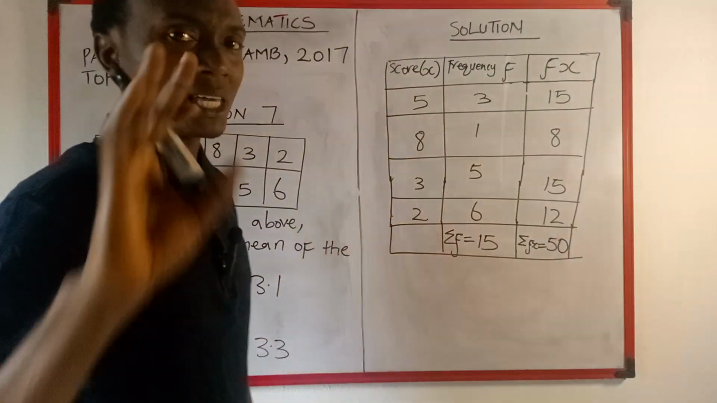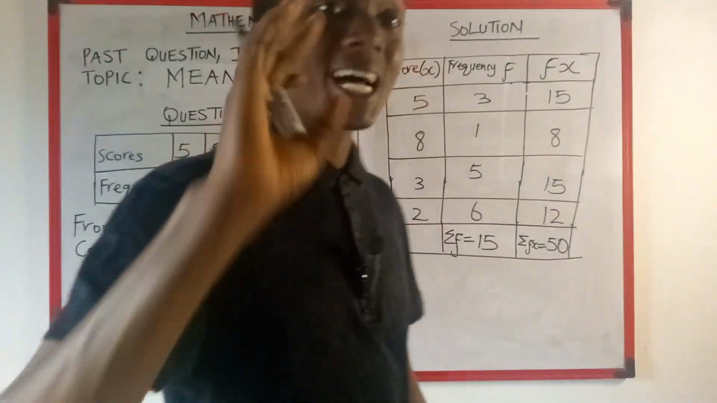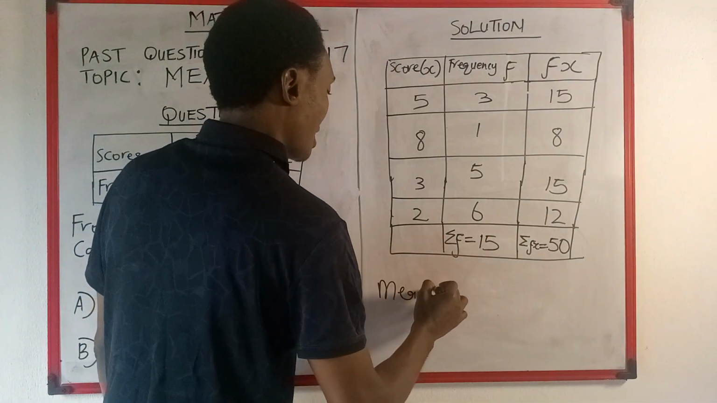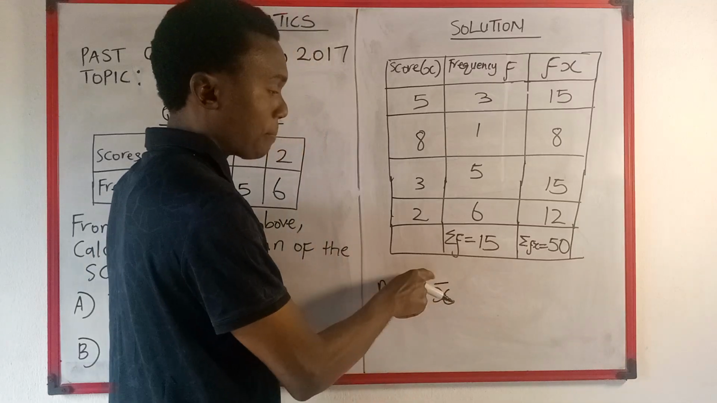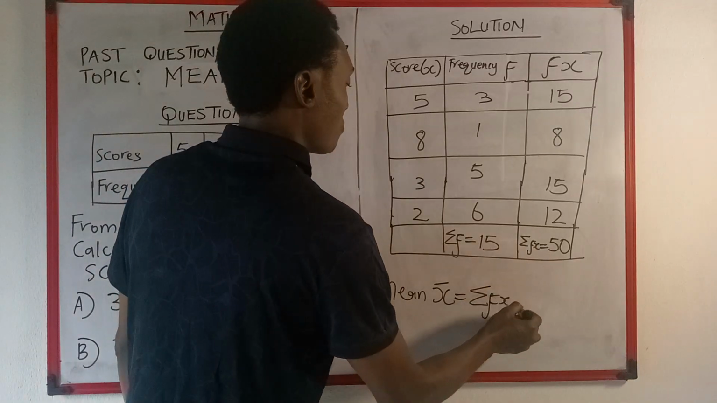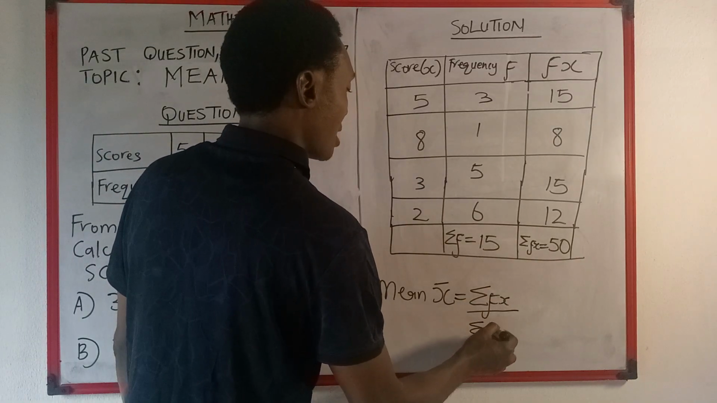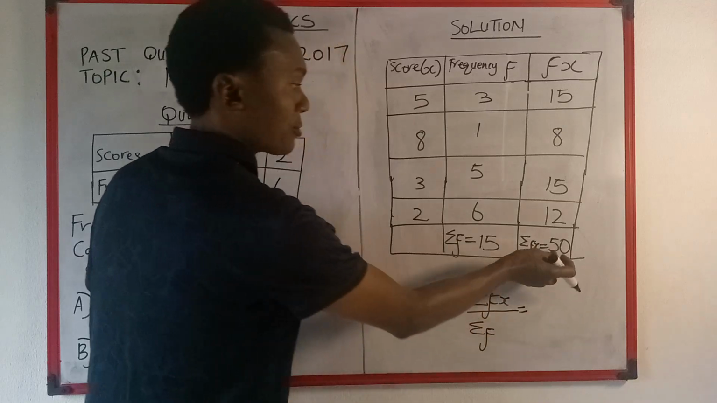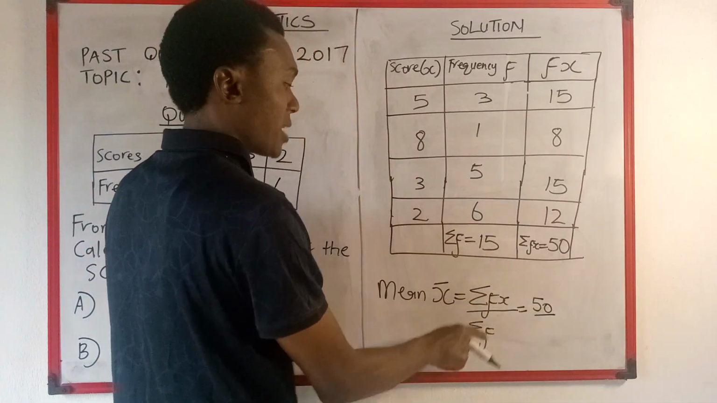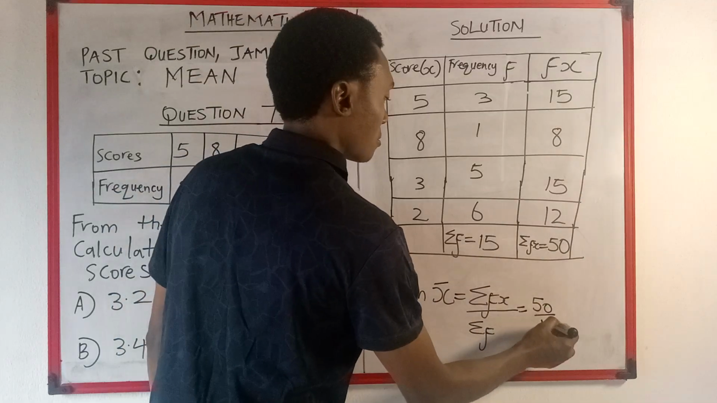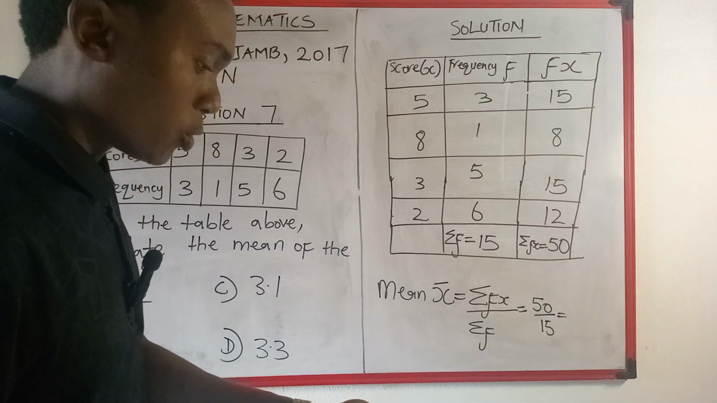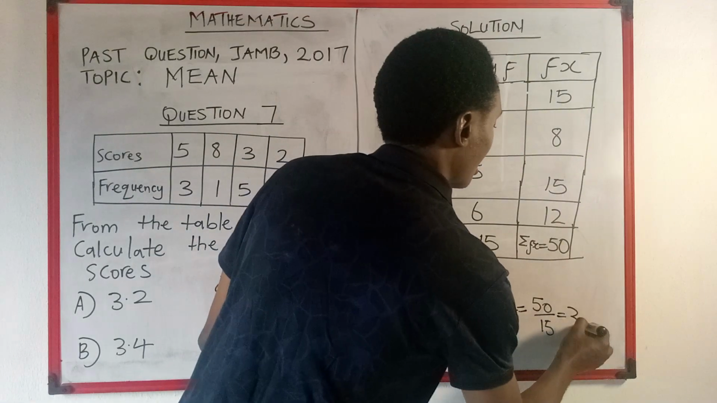Now, if you're solving mean, it has a formula. The formula for mean, which is S bar, take note, is the summation of Fs over the summation of F. Now, what is the summation of Fs? We have solved it here to be 50. Bring your 50 down. What is the summation of F here? It is 15. So we go 50 divided by 15. What do you have?